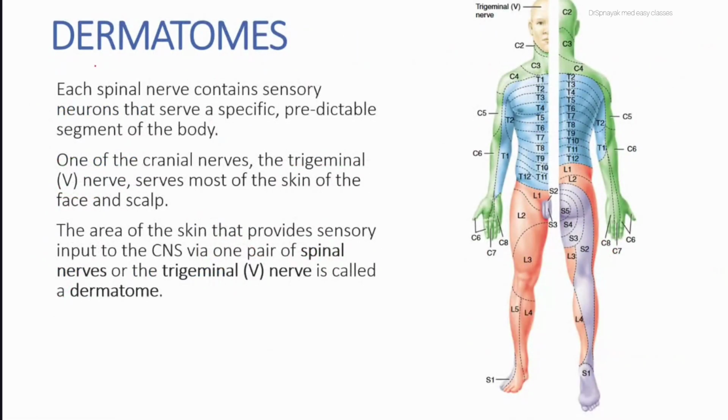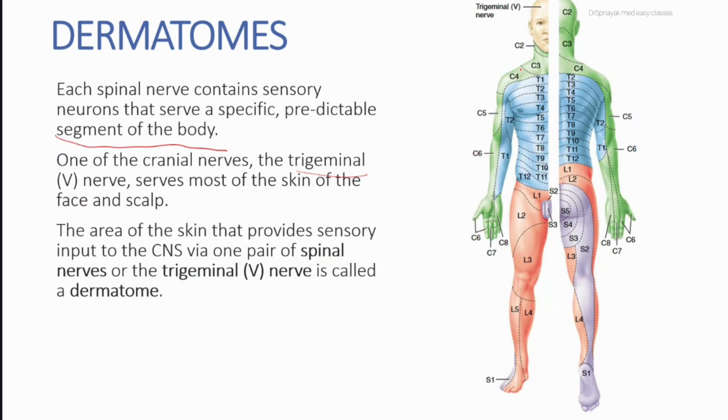The next is a dermatome. Each spinal nerve contains sensory neurons that serve a specific, predictable segment of the body. So on the skin, there are various segments which are supplied by different spinal nerves. And one of the cranial nerves, the trigeminal nerve, which is the fifth nerve, serves most of the skin of the face and scalp. This is an image that shows the various dermatomes.